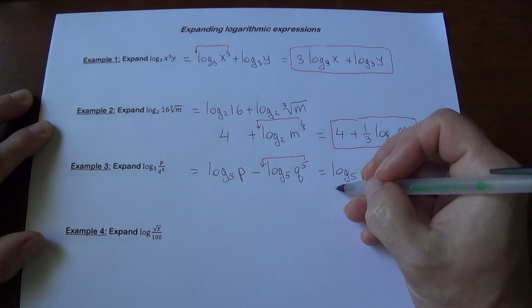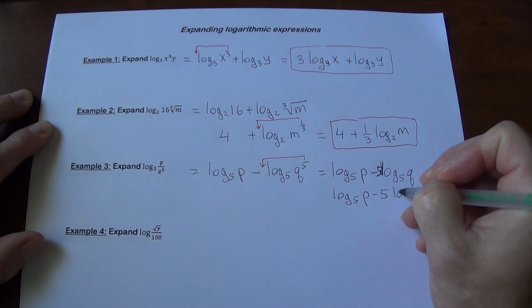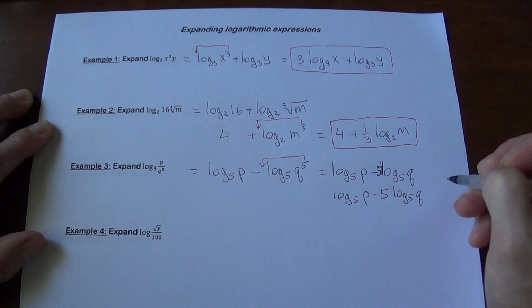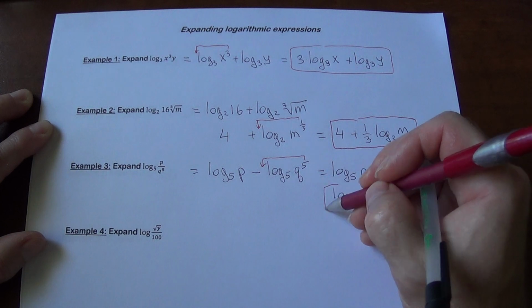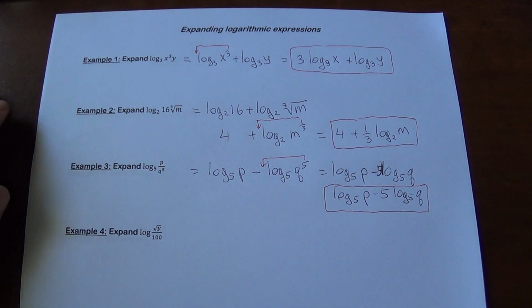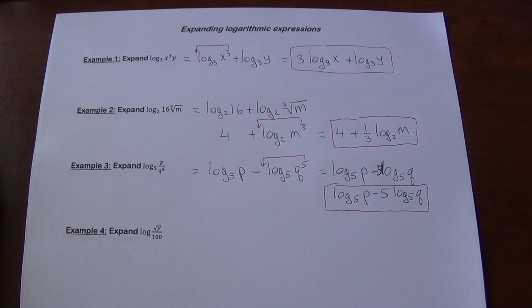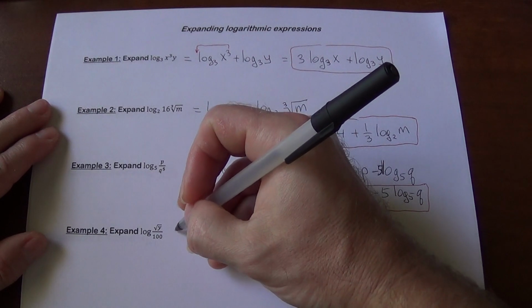Okay, let me rewrite that. Okay, as always, we're going to look for things like products inside logs, or quotients, exponents, radicals, and we don't have any of that here. We simplified that and expanded it as much as we could. Next problem also has a quotient.